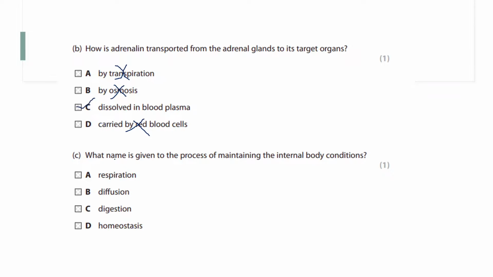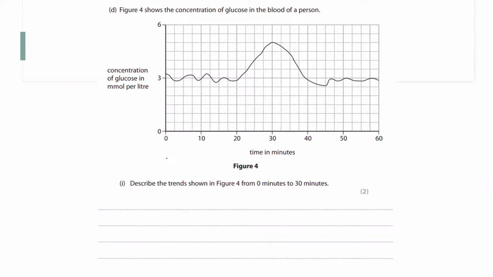What name is given to the process of maintaining the internal body conditions? This is one we should know by heart: homeostasis, a constant internal environment. Figure 4 shows the concentration of glucose in the blood of a person. You've got concentration of glucose in millimoles per litre, so it's a small concentration, and time in minutes. It goes up and it goes down.